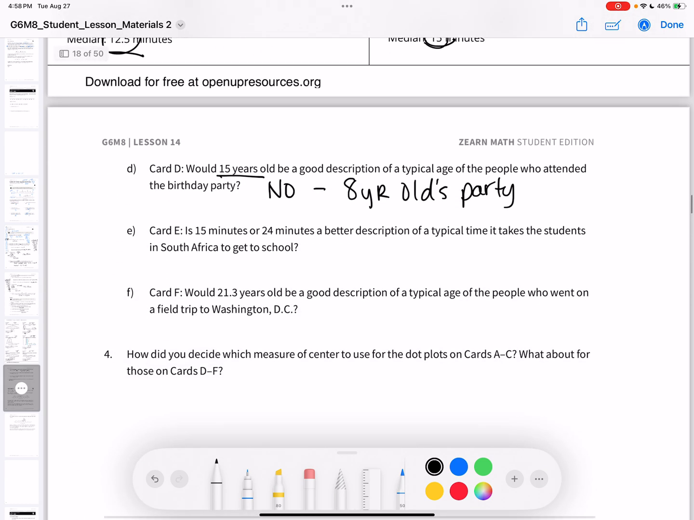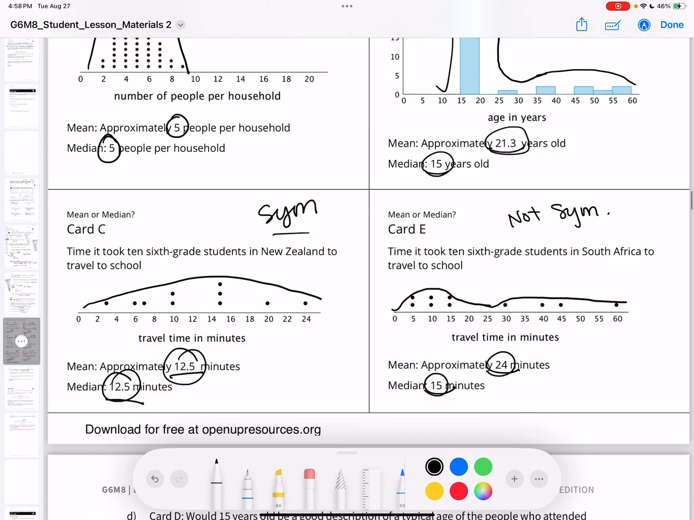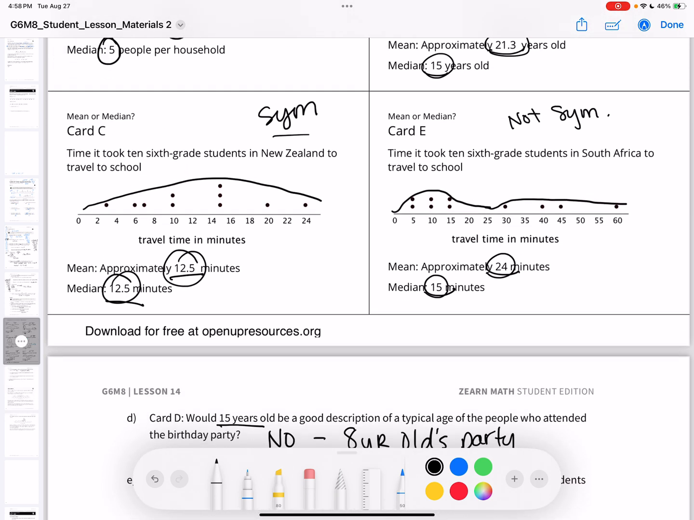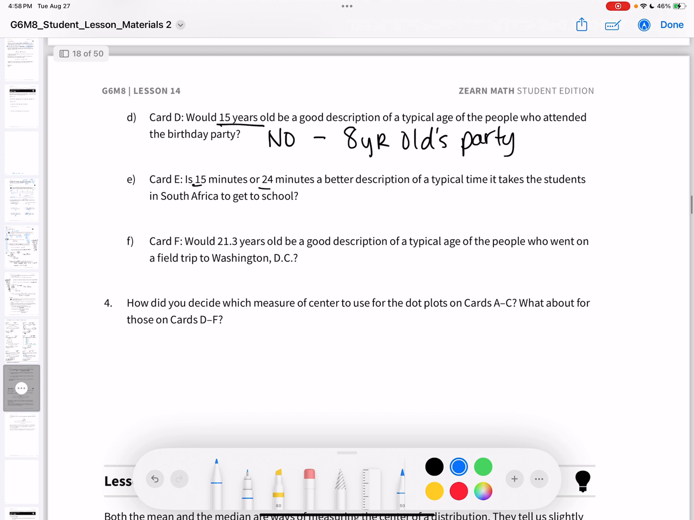All right, let's look at E. Is 15 minutes or 24 minutes a better description of the typical time it takes the students in South Africa to get to school? Oh, did I skip one? No, I didn't. Card E. There we go. Well, let's look. 24 is right here. They're saying that's the mean, which it is, but there's not even a data point there. And we have this nice little cluster here. So I would say 15 minutes is a better description of the typical.